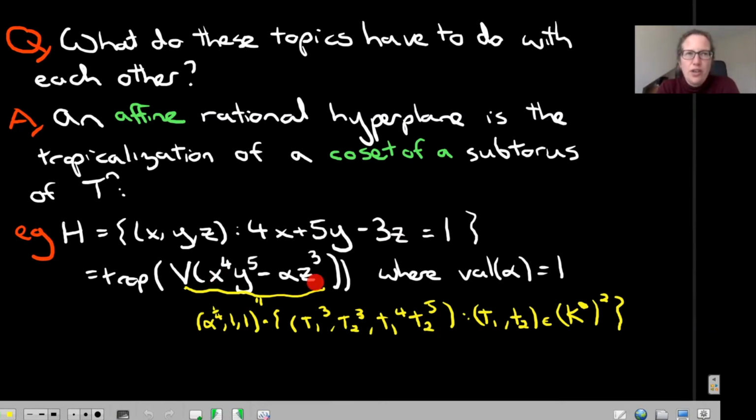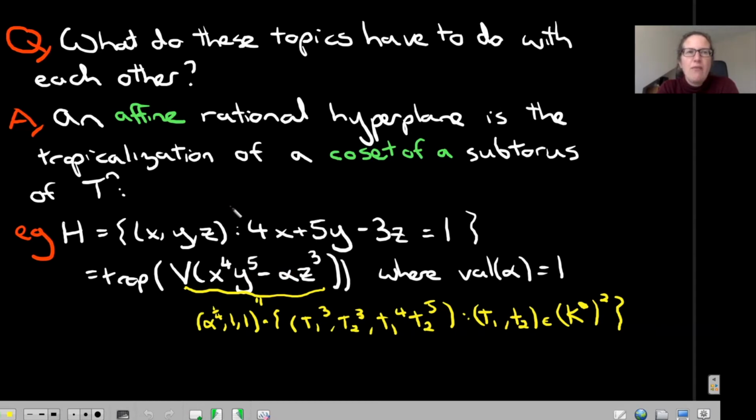Okay, and now you think to yourself, if there wasn't the alpha there, this would exactly be a subtorus, for example, parameterized as t1 cubed, t2 cubed, t1 to the 4th times t2 to the 5th, for any t1 and t2 in K star. Okay, and then we're taking a coset. I'm multiplying this by, hopefully I got my algebra correct, a 4th root of alpha, comma 1, comma 1. There's more than one way, obviously, to write this as a coset. And times the subtorus should give you this hypersurface.